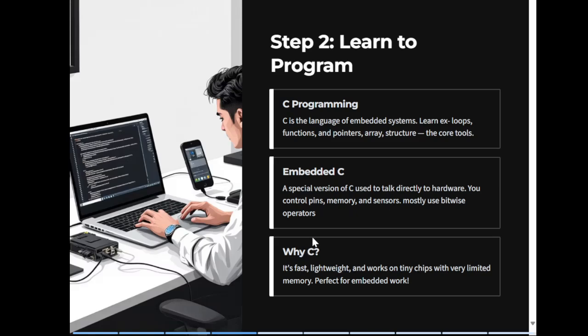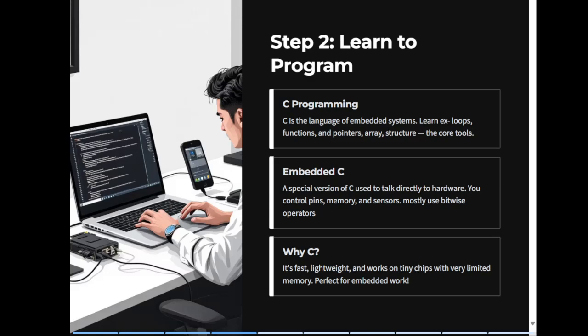That's the only difference. Like bit shift, toggle, clear, set. In that we mostly use bitwise operators, and most of the functionality in embedded C is at the bit level. And C is lightweight, so it suits a tiny chip with limited memory, the perfect fit for embedded.